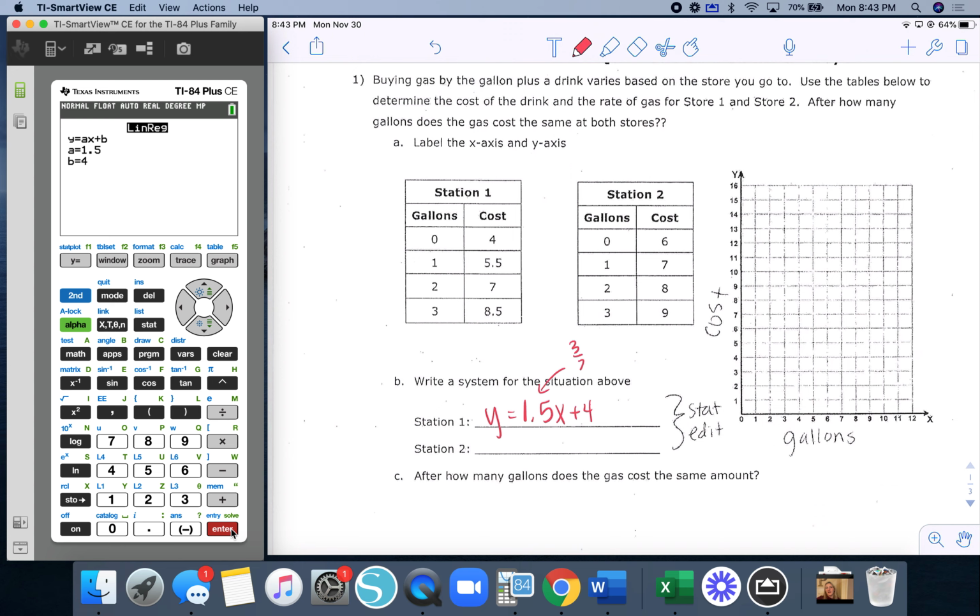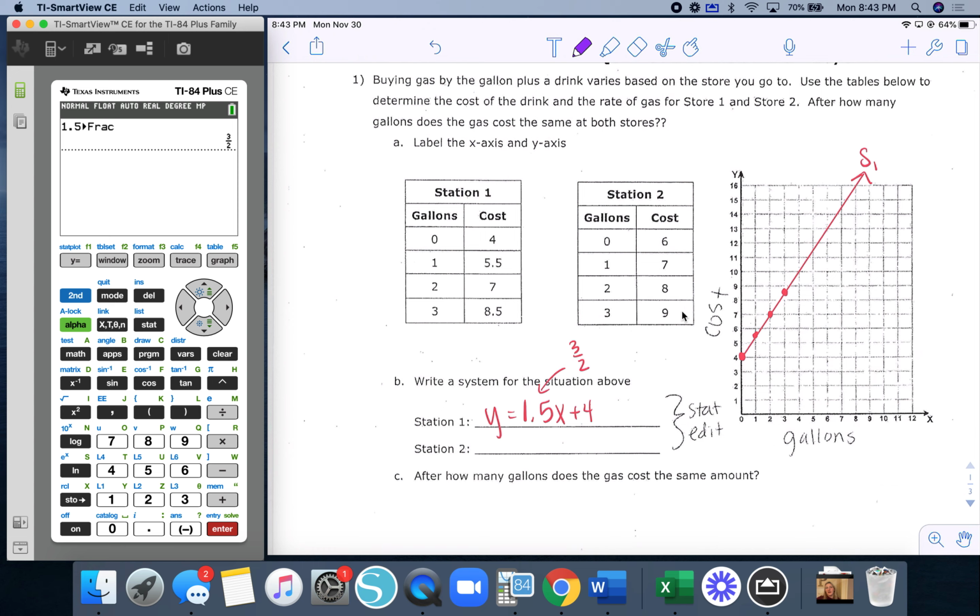Remember, 1.5 is the same thing as 3 over 2. You can do 1.5, math, enter, enter, to turn that into a fraction. So when we graph, we can either use these points or we can use this equation. So I can use the points 0, 4, 1, 5.5, 2, 7, 3, 8.5, or I can start at 4, go up 3, right 2. So that would be up 1, 2, 3, right 2. We just won't have as many points in between. Sorry, that's my dog getting water. And this is station 1.